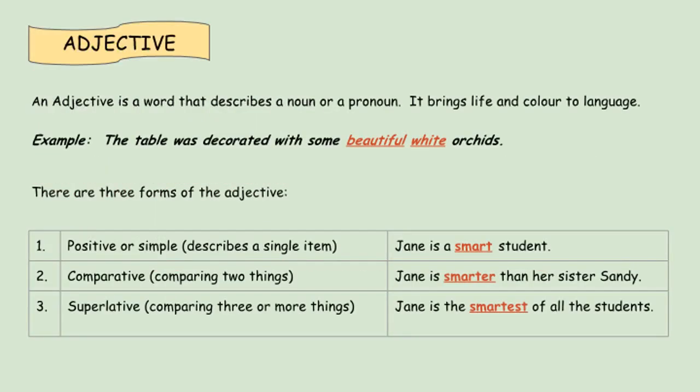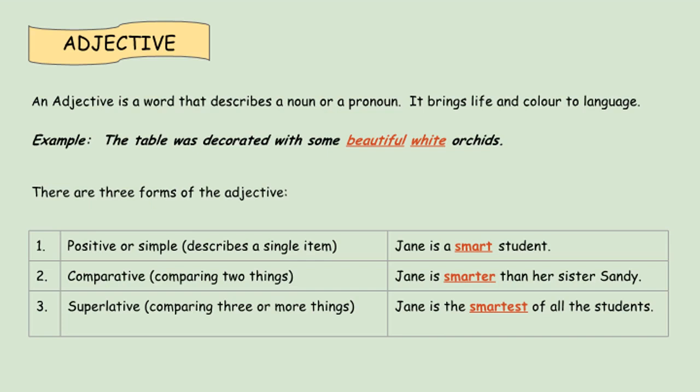Our next part of speech is the adjective. An adjective is a word that describes a noun or a pronoun. It brings life and color to language. Example: the table was decorated with some beautiful white orchids. Beautiful and white tell us how the orchids looked.